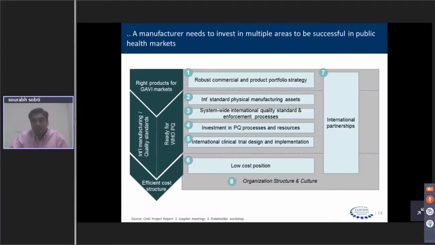The final slide lists the various key pillars which we believe a manufacturer needs to invest in to be successful in public health markets. A supplier needs to have a robust commercial and product portfolio strategy. They need to have international standard physical manufacturing assets. They need to have system-wide international quality standard and enforcement processes. They need to rigorously and regularly invest in PQ processes and resources.